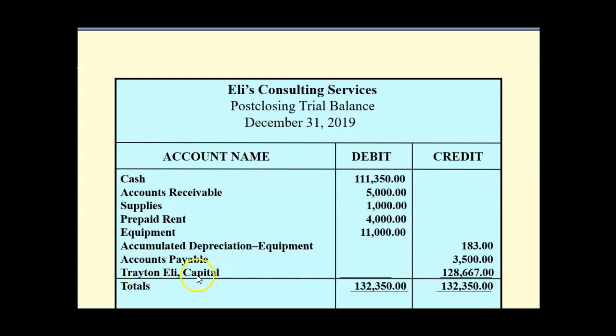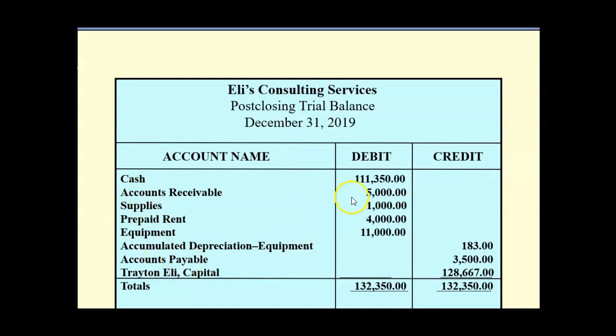Notice for the capital account, this is the ending capital balance from the capital ledger account after we have completed the closing entry process. A common mistake that students make for capital, they put down the beginning balance and not the ending balance. But hey, we're at December 31st. We're now at the end of the accounting period.